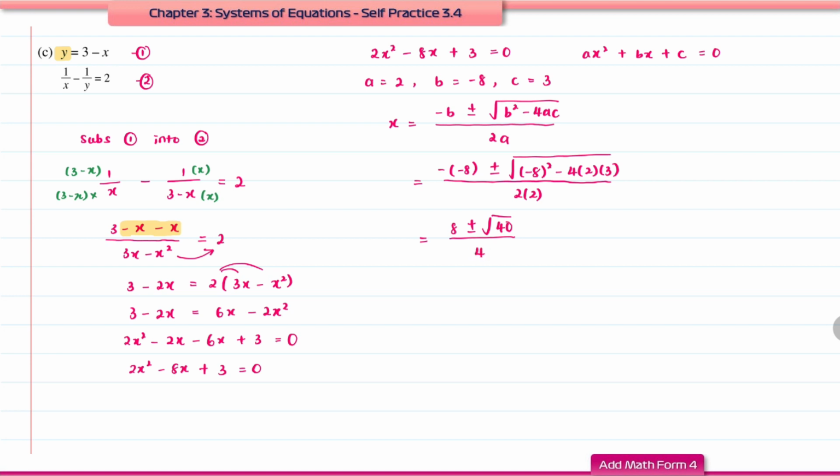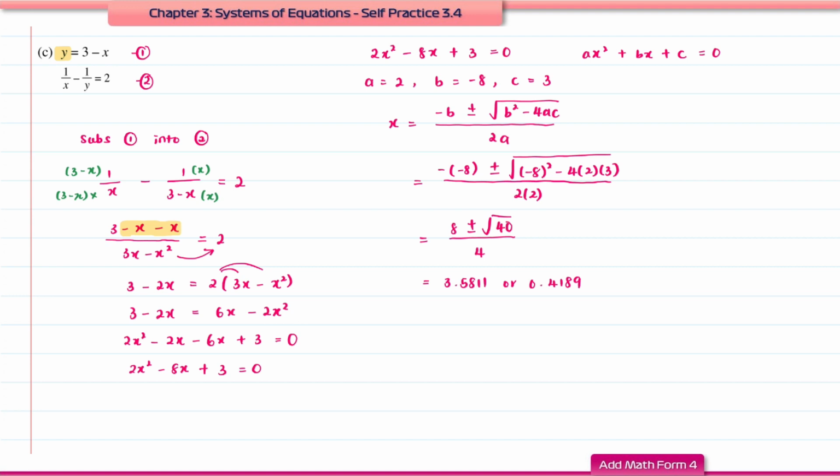So you're going to have two answers for the x. One is 8 plus square root 40 divided by 4. Another one will be 8 minus square root 40 divided by 4. So by using your calculator, you're going to get the answer 3.5811 for x. Another one will be 0.4189. So always take your answer until 4 significant figures.